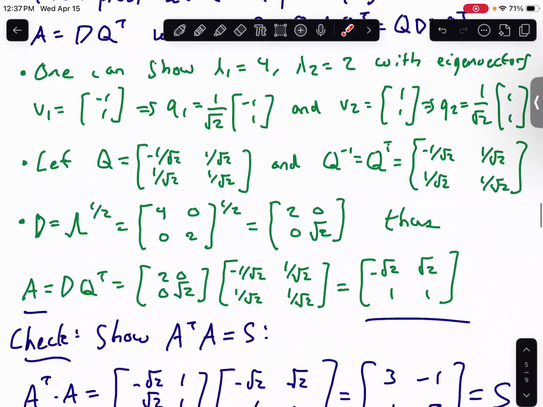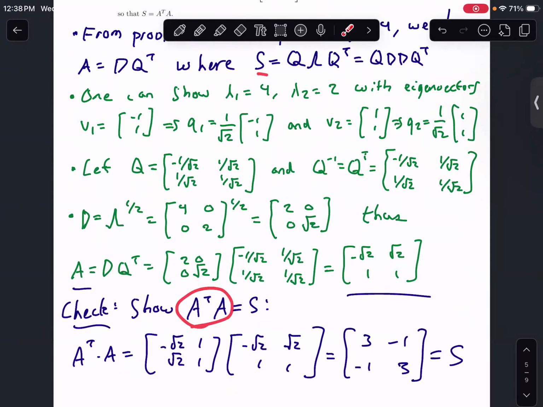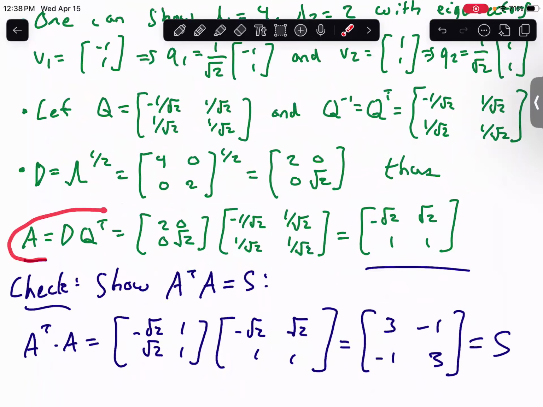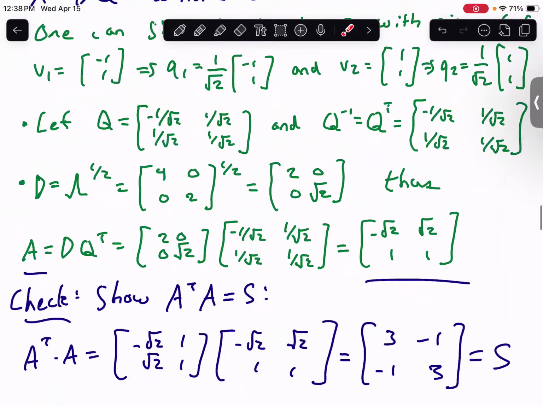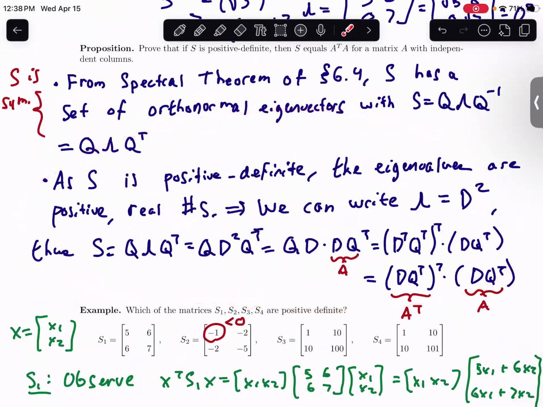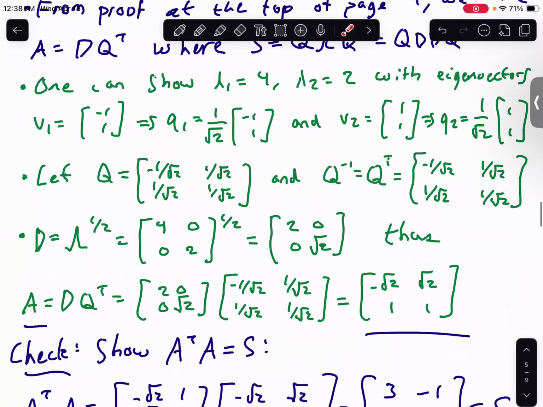Right, so this is how you can express S as the product of A transpose times A. Again, it's really just a matter of knowing this formula, A is equal to D times Q transposed, which we derived when we proved this statement above here. That was this part.